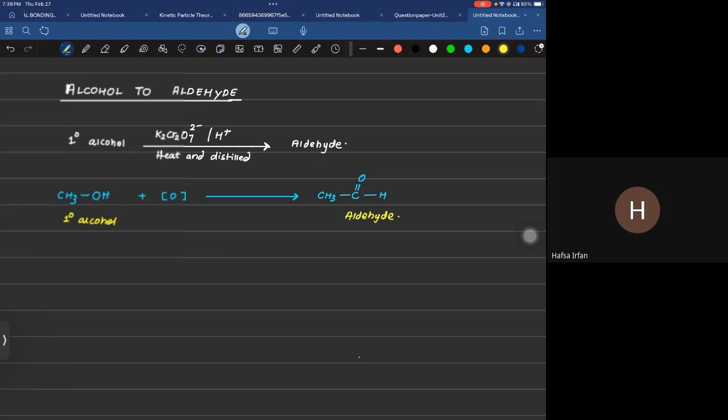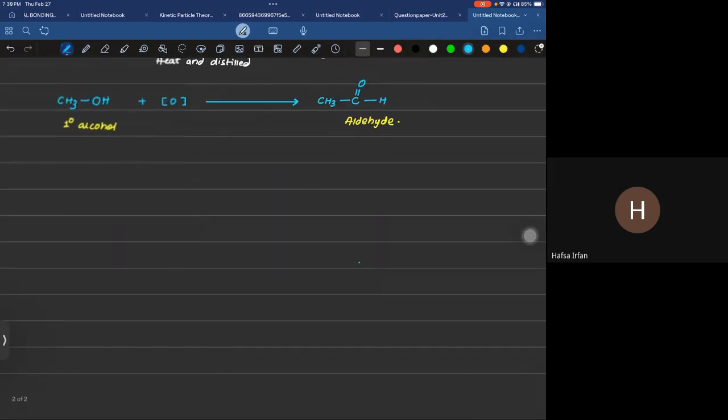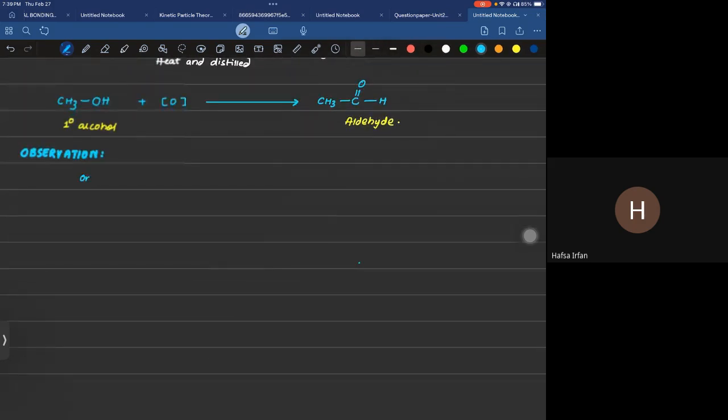This is aldehyde. This is the first preparation of aldehyde from alcohol. So the alcohol should be primary alcohol, not any other alcohol. So what would you observe? I'm going to write observation. In the observation: orange to green. This is your observation.